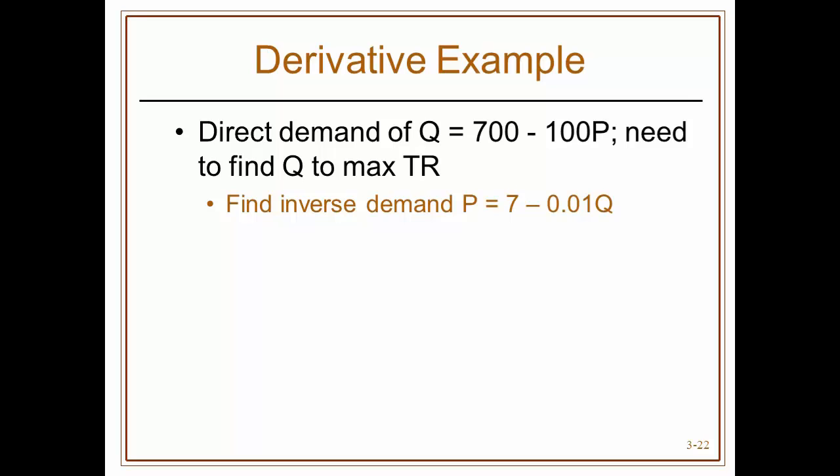Our choice variable is Q. We want to pick the quantity to maximize our total revenue. So we have to make sure that Q is an independent variable to pick from. So we've got to do this inverse demand function first. Algebraically swap it around. You get P equals 7 minus 0.01 Q.